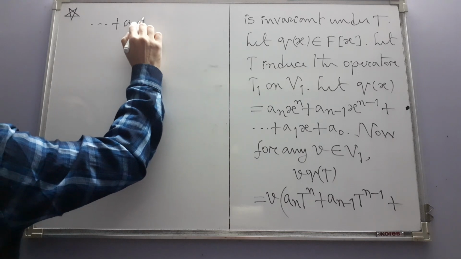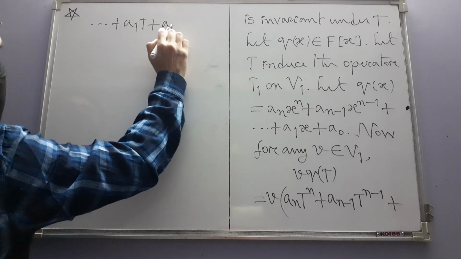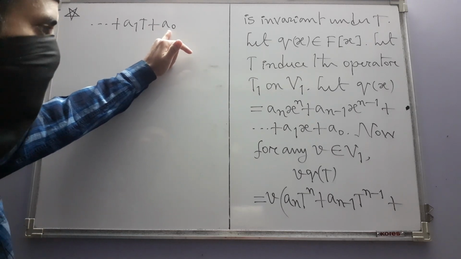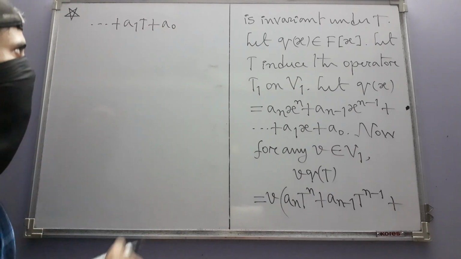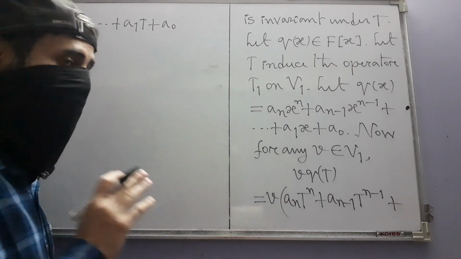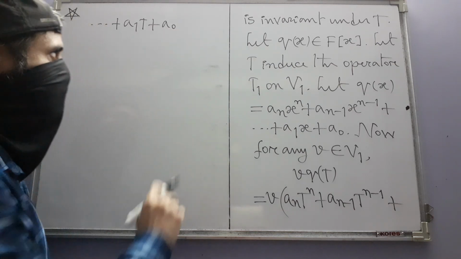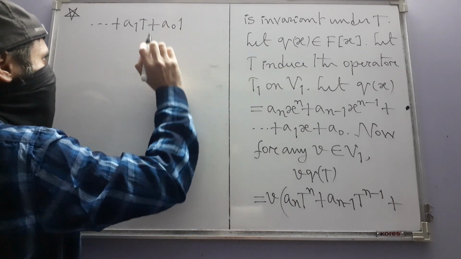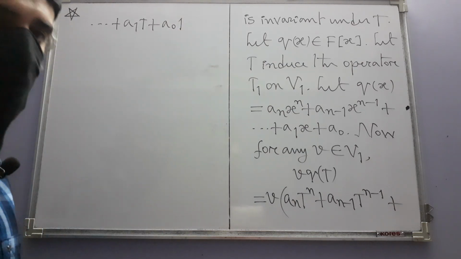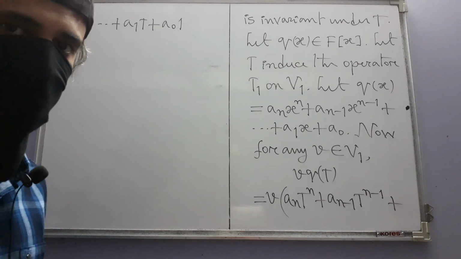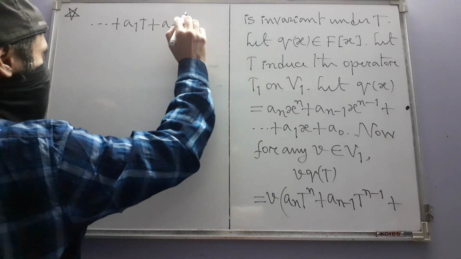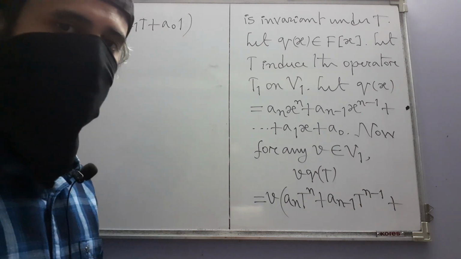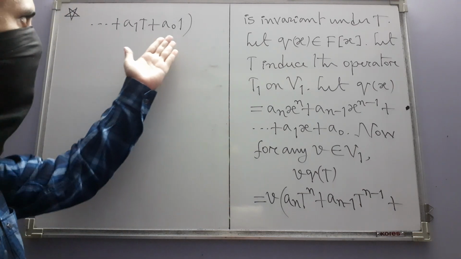Plus a1 T plus a0. Now if you want, you can keep this a0 as a0, but if you really do not want to misinterpret it and forget that this is not merely a scalar, you can write either 1 here or I, capital I, which is the identity operator. Because the identity operator is the unit element in the operator algebra A(V), we can also write 1.